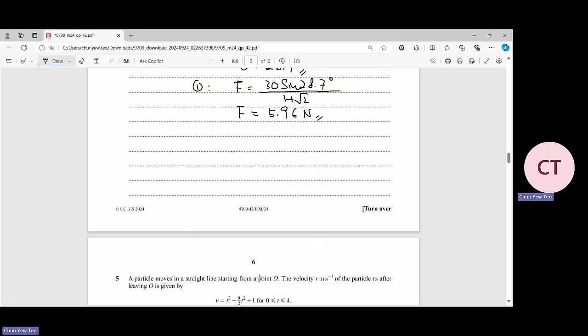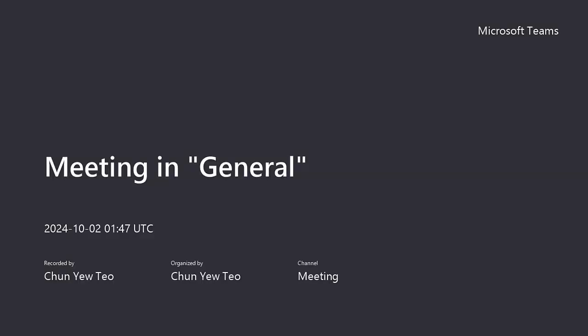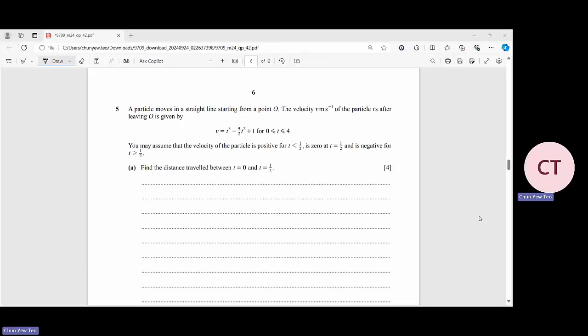Okay, so now we're moving on. Question number 5. So now we move on to question number 5. They give you a particle moving in a straight line starting from a point O. The velocity v meters per second of the particle t seconds after leaving O is given as follows. You may assume that the velocity of the particle is positive for t less than a half, 0 at t equal to a half, and negative for t greater than a half.